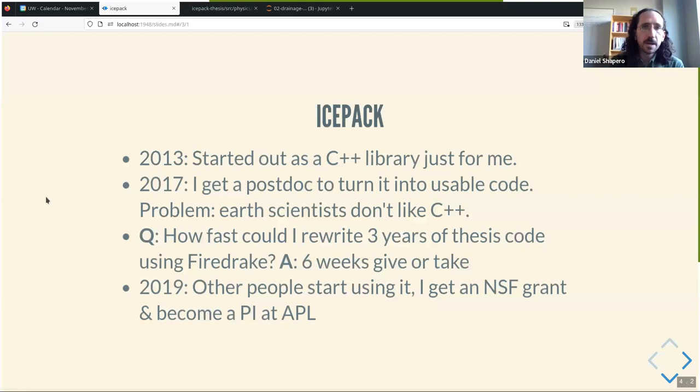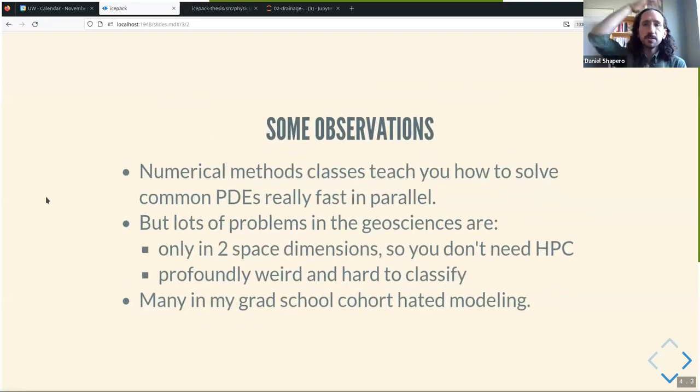I'll start with that. So just a few observations that sort of informed a lot of my thinking when I was trying to develop this. So I got a degree in applied math, and I, of course, had taken a whole lot of classes in numerical methods. And largely the things that we were taught were how to solve certain common families of differential equations really fast and how to solve them on big parallel computers.